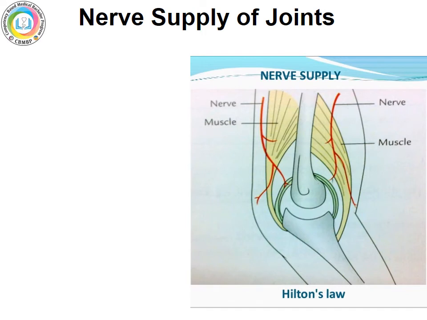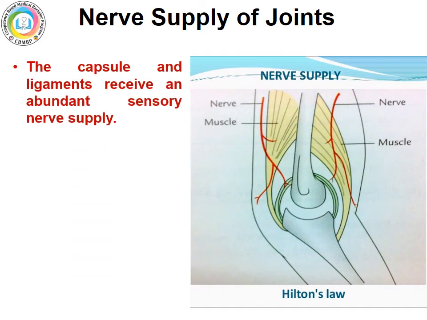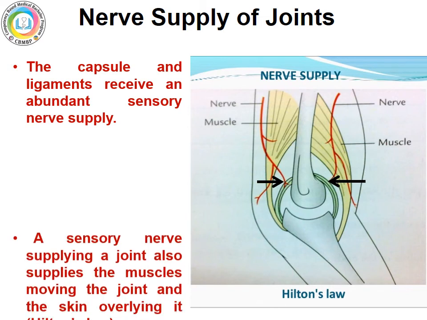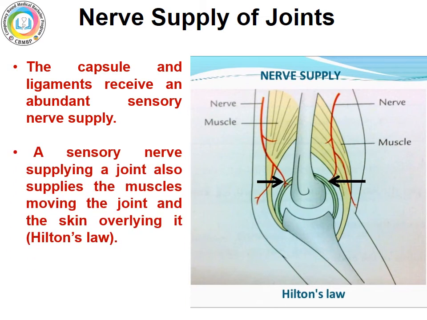Nerve supply of joints. The capsule of the joint and the ligament receive abundant sensory innervation, and the sensory nerve supplying the joint also supplies the muscle which moves the joint and the skin overlying it. This is called Hilton's law, named after the scientist who discovered this knowledge.